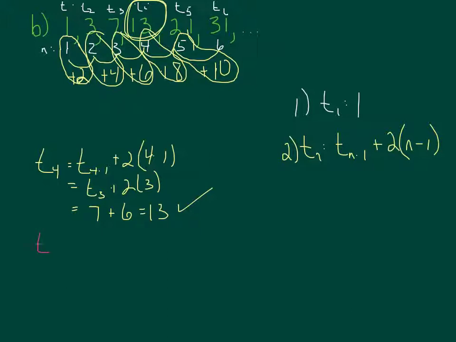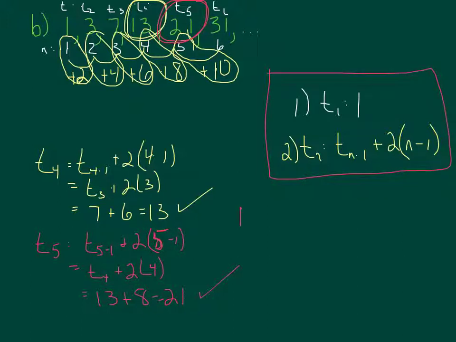What about t sub 5? It would be the previous term plus twice the previous n. That should have been a 5, not n. Well, that'd be t sub 4 plus 2 times 4. T sub 4, 13, plus 8, 21. Oh, yeah. T sub 5, it's 21. Nice. So I would guess that our recursion formula is going to work.